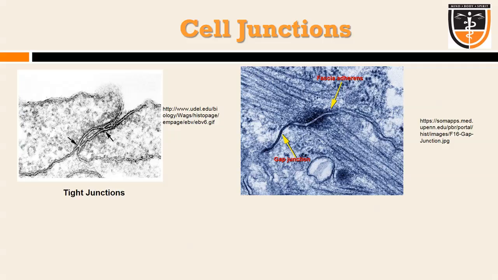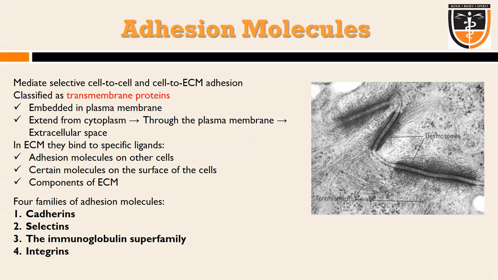We see here small gap junctions. Look much, much closer. You see little channels in it. And also zonula adherens or fascia adherens, which is the area where two cells will attach to each other and their cytoskeletons will be attached.